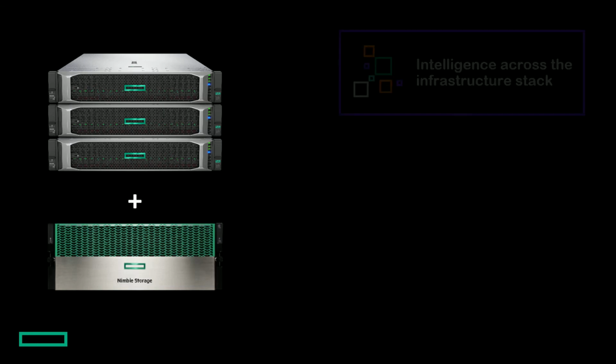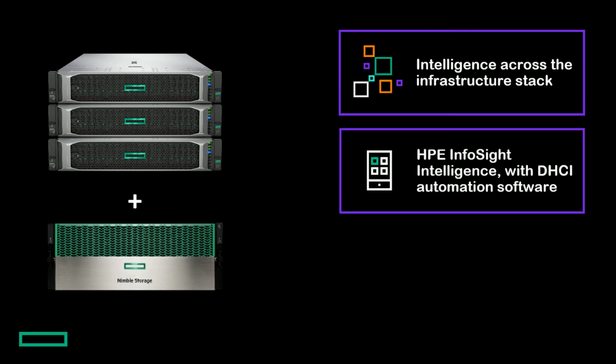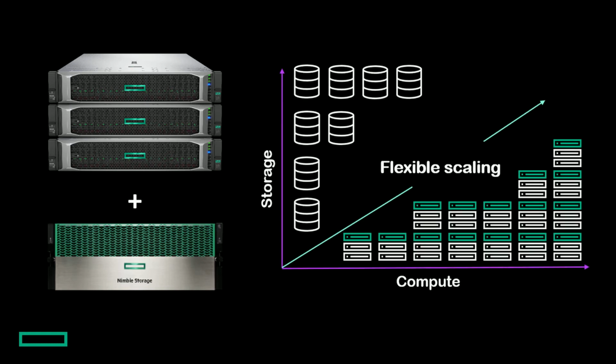HCI 2.0 is made up of Nimble storage, ProLiant compute, and Mellanox switches. There's also some secret sauce running on the Nimble that puts it all together. The result is intelligence across the full stack, from storage to VMs, 6 nines of availability and super low latency, and the ability to independently scale compute and storage in a non-disruptive way.